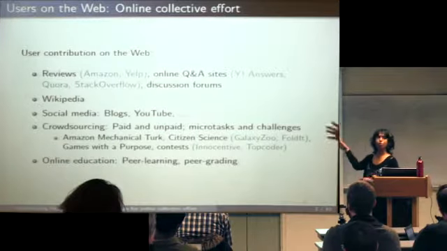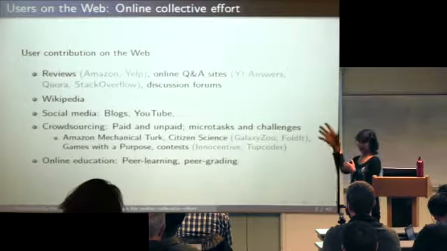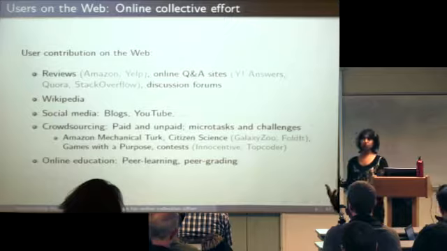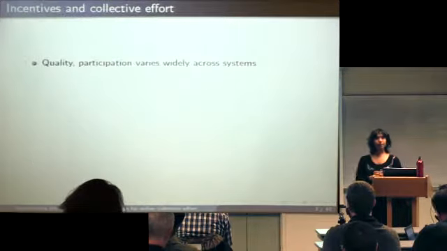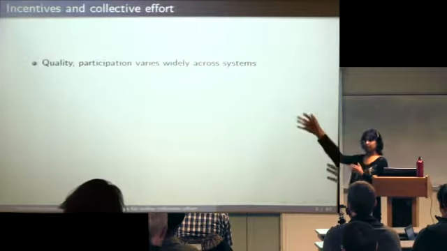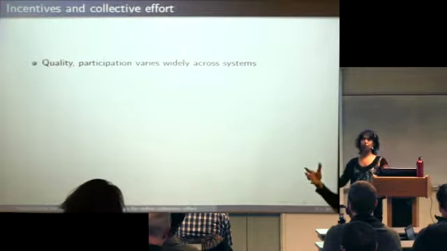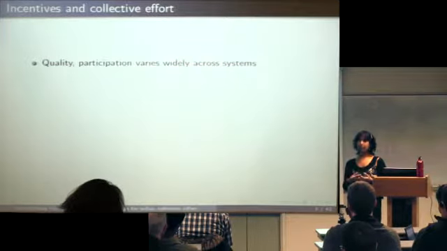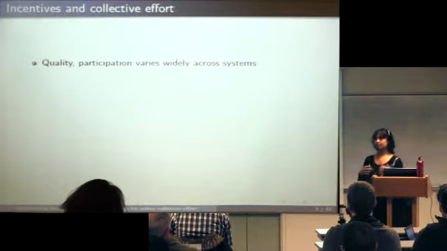So basically there's more and more settings on the web where users are central, user contribution is central. But then if you really look around, quality and participation varies widely across these systems. What I really showed you on the previous slide were the success stories, the systems that by and large seem to work. But then there's also a lot of systems which don't work so well, or systems that seem to work but there are failures. As in, there is still junk content, there is gaming, and so on.